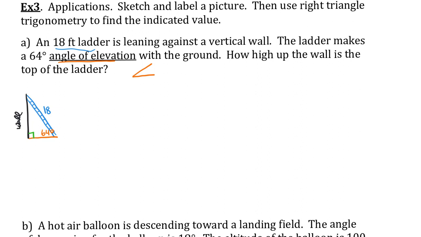We're trying to find out how high up the wall is the top of the ladder. So the top of the ladder is here. This is the wall. So how high up the wall? We're trying to figure out this value right here. Let's call it y, as long as you get a triangle. So I know this is 64. The y is the opposite. The 18 is the hypotenuse. So opposite over hypotenuse, sine.